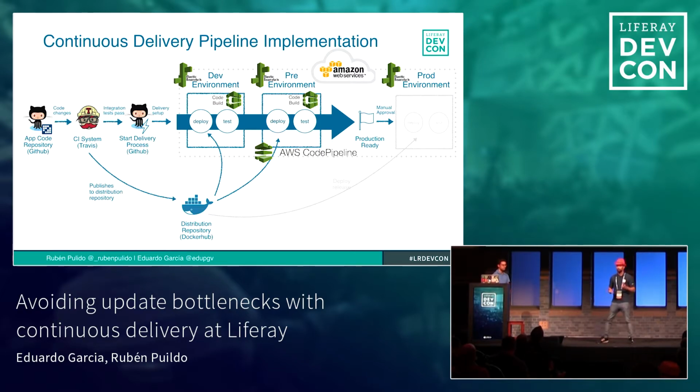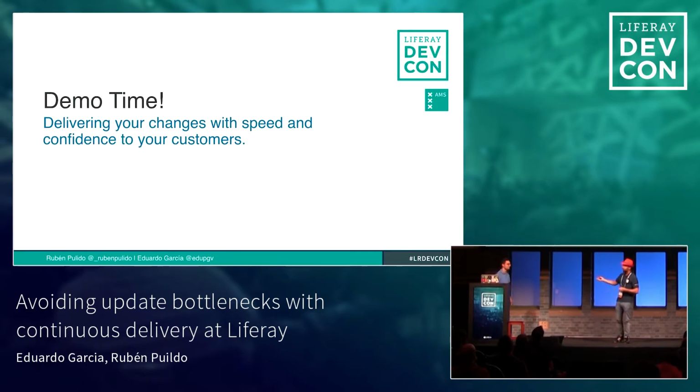For instance, to orchestrate the deployment and testing in each of these stages, we're using AWS CodePipeline. And since we're using Docker images, our distribution repository is Docker Hub, and we are deploying them on each stage using Elastic Beanstalk. And finally, we run our tests using CodeBuild, which also provides all the reports and logging we need. Okay, so now Rubén will show you an example of how a continuous delivery pipeline works with a Liferay application and how you can create your own.